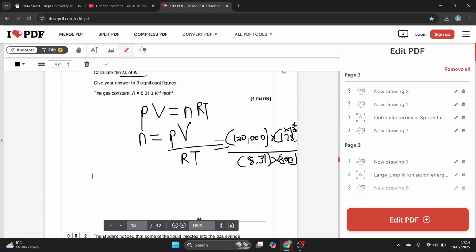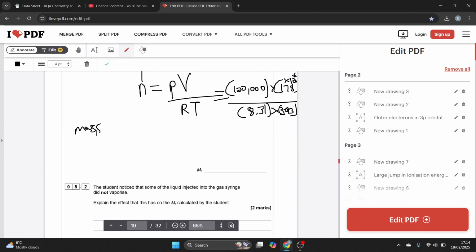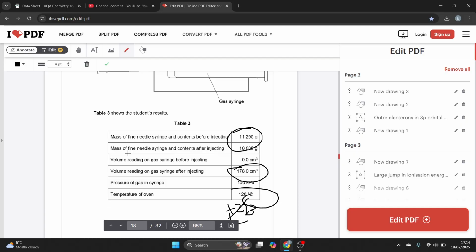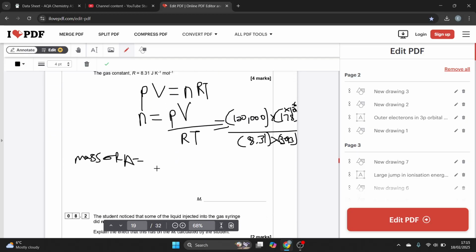Now, before I do that, let me work out the mass of A. It's just the mass of fine needle, syringe, and contents before injecting minus the mass after injecting. So 11.295 minus 10.835, 0.46 grams. Then I work out the number of moles. I put all of the values in my calculator with the correct units: 1, 2, 3 times 178 times 10 to the power minus 6, divided by 8.31 times 393, and that's the number of moles.